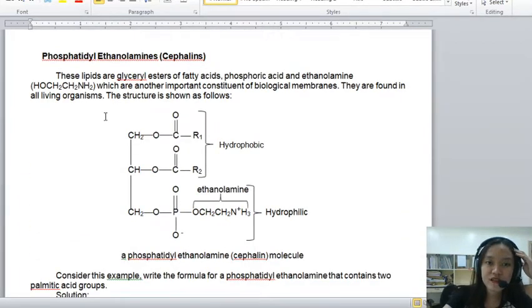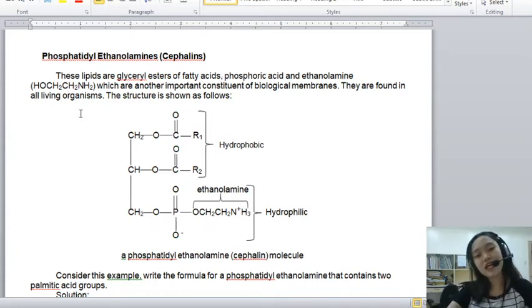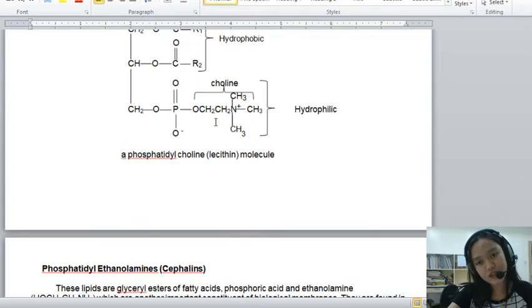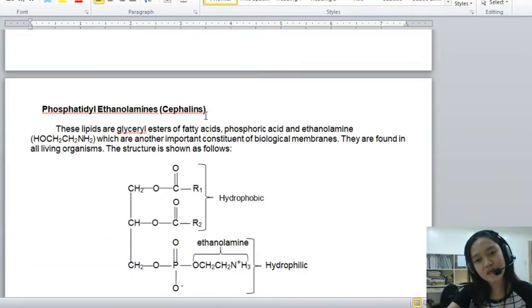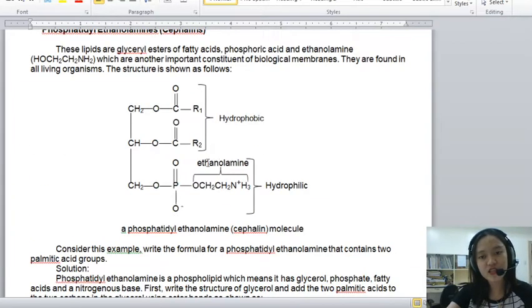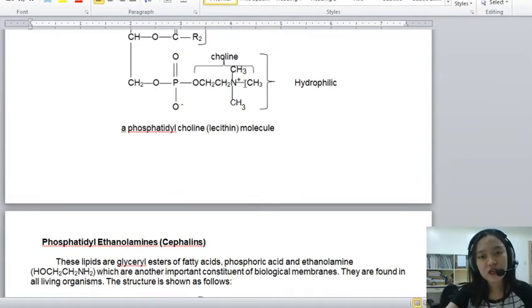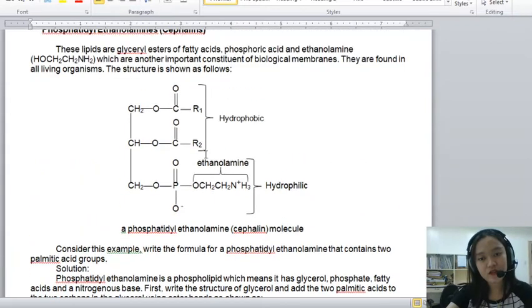Next, you have your phosphatidyl ethanolamines or ethanolamines. You also call them as cephalins. So, these lipids are glyceryl esters of fatty acids, phosphoric acid, and ethanolamine. Ang pinagkaiba niya, ganun na rin yung structure niya with your lecithin. Ang pinagkaiba lang, ang nakakonect na structure is ethanolamine and not your choline. Okay? So, ethanolamine yung nakakonect sa kanya. So, they are found in all living organisms.